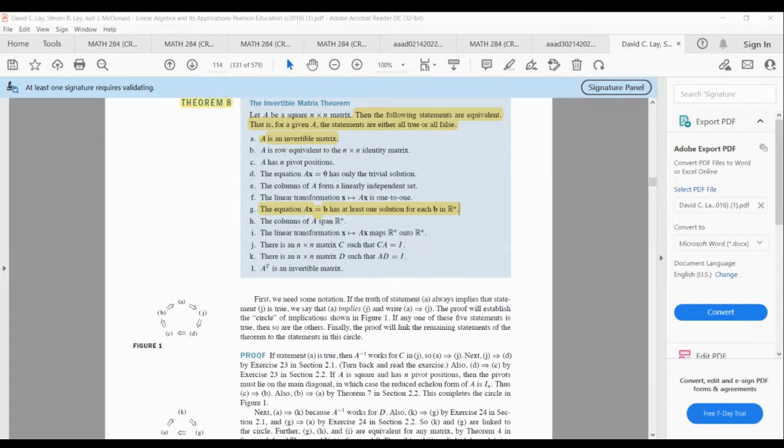In the homework for section 2.3, which I've not made available yet, we need to do a little more on 2.3. The problems that you'll see are to reinforce this invertible matrix theorem, and you'll see that.